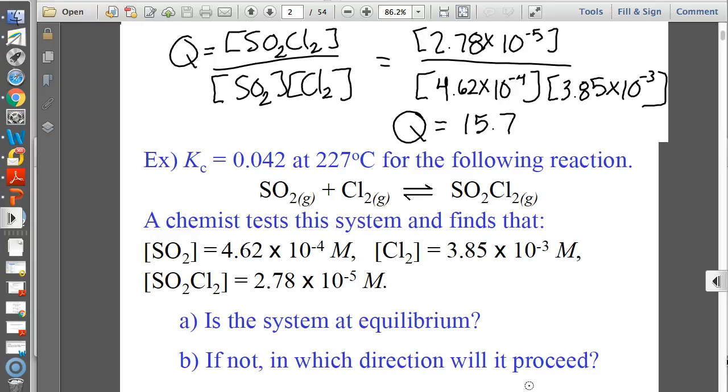Is that what you guys got? 15.7? So, is the system at equilibrium? No, because Q does not equal K. So, I mean it when I say to draw a number line. I really meant that from the bottom of my heart.